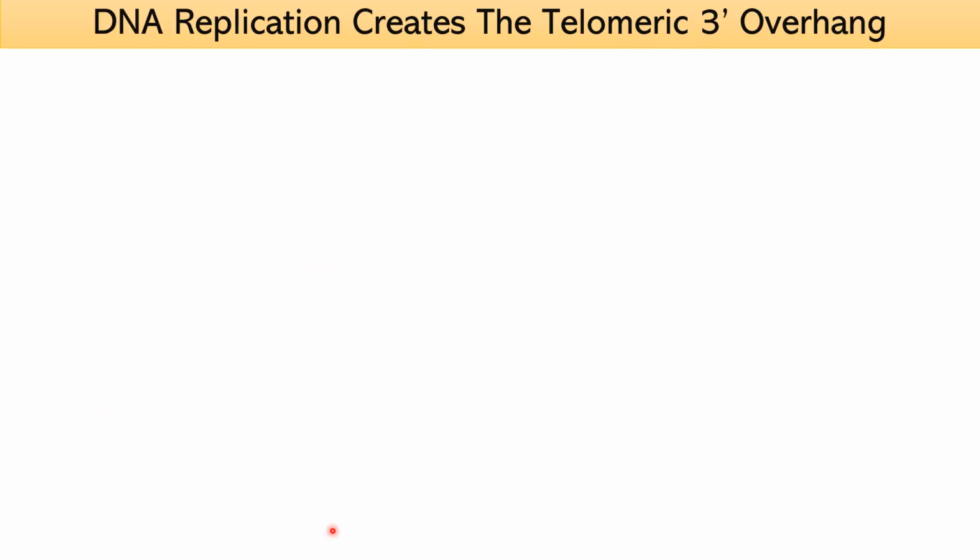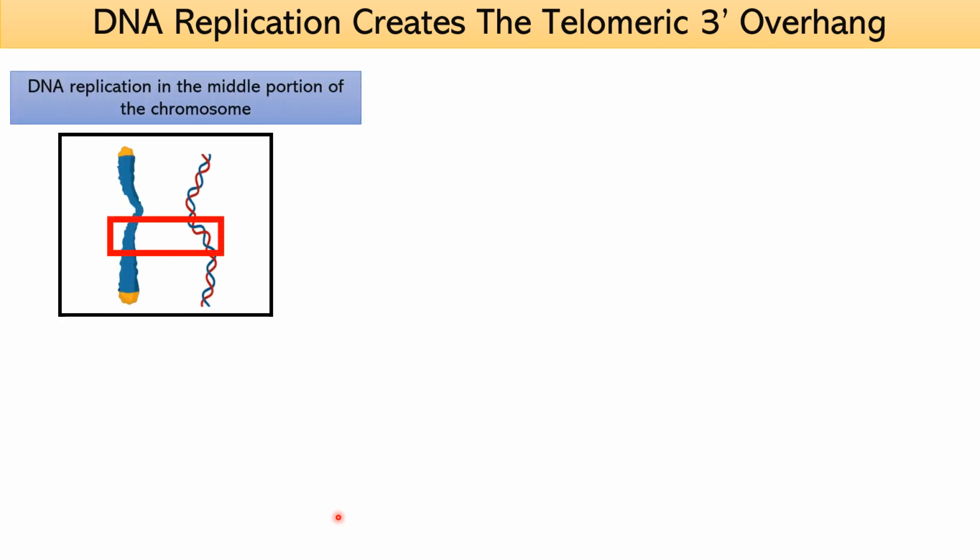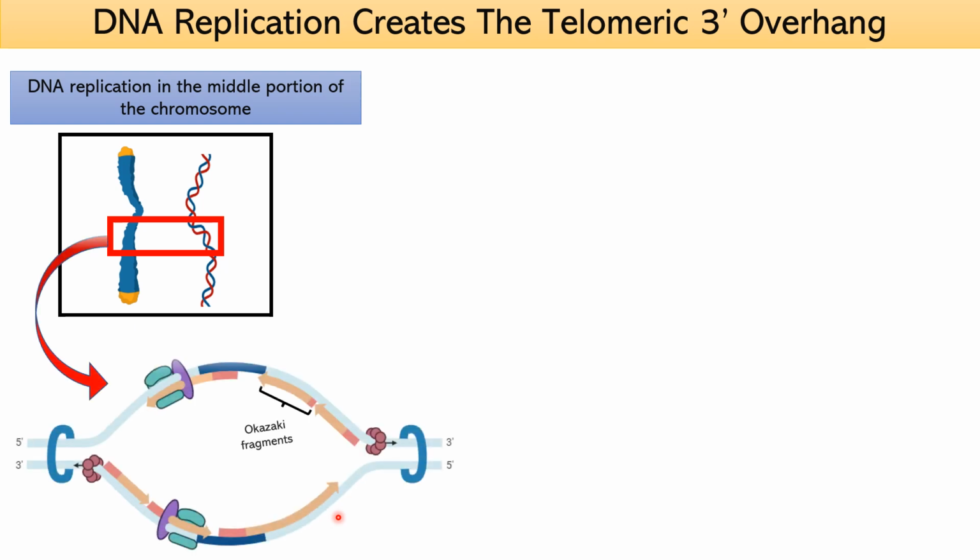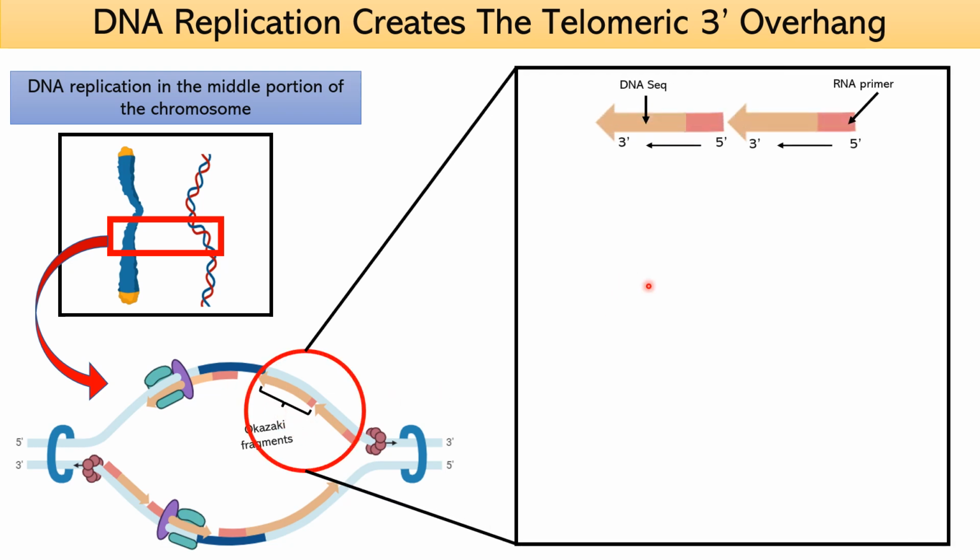So let's first have a look at how this 3' overhang in the telomeric DNA is created during DNA replication. Usually DNA replication of the middle portion of the chromosomes starts from a replication bubble, as we can see here, and then the replication will move in this way and in that way. In this lagging strand, these are called the Okazaki fragments. Usually in Okazaki fragments, we would have a portion made up of RNA primer, and then a portion which is a DNA sequence.